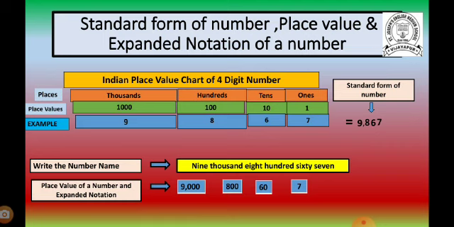But expanded notation means expanding the number according to its place values by putting the plus symbol in between these place values. That will become the expanded notation. Just see: 9000 plus 800 plus 60 plus 7. This is the way we have to expand the numbers. I hope this concept is understood.